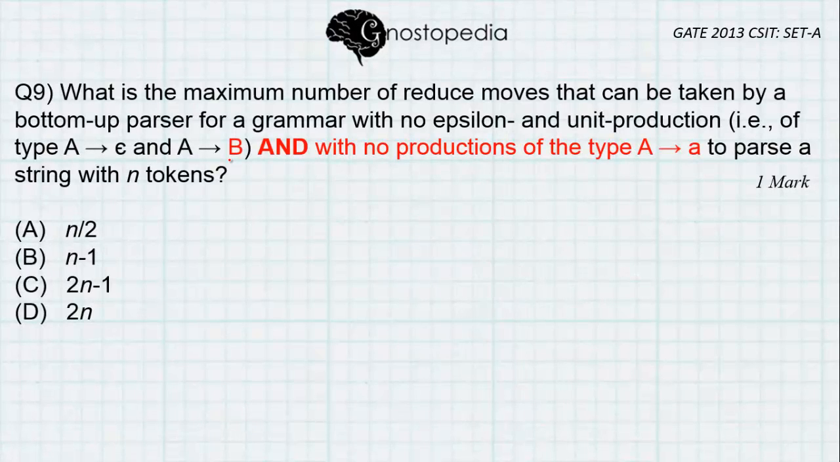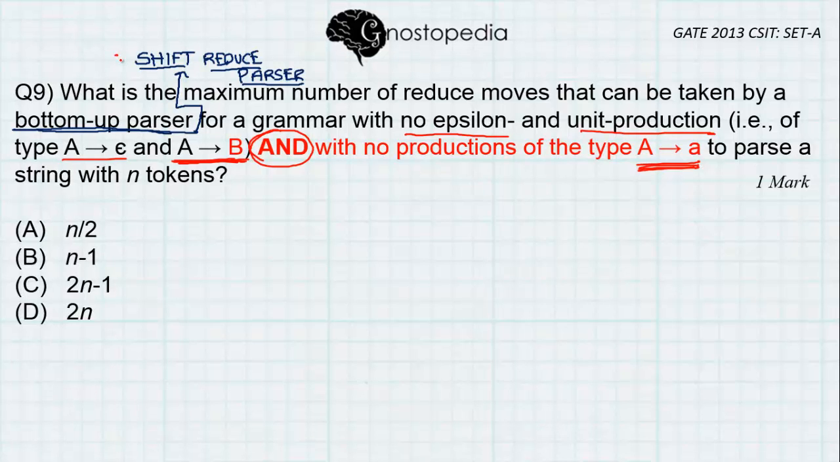What is the maximum number of reduced moves with a grammar with no epsilon, that is of this production, and no unit production, that is A gives capital B, and with no production of the type A gives small a. All three are required. I will give you the reasons for why we require both no unit production and no production of the type A gives A in the end. For now, let us see how to solve this question.